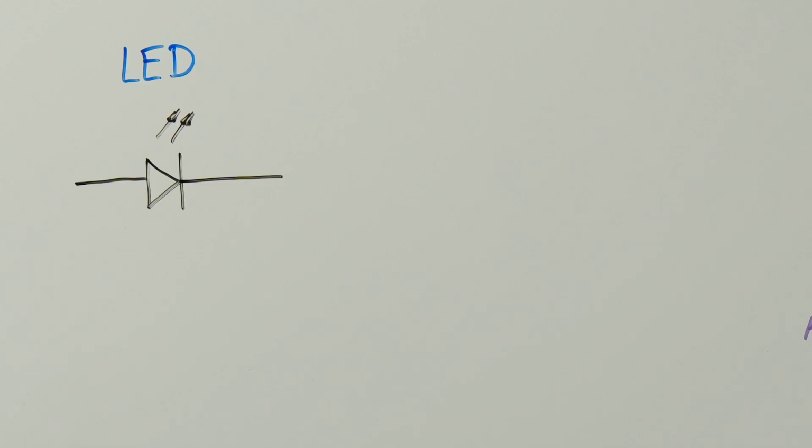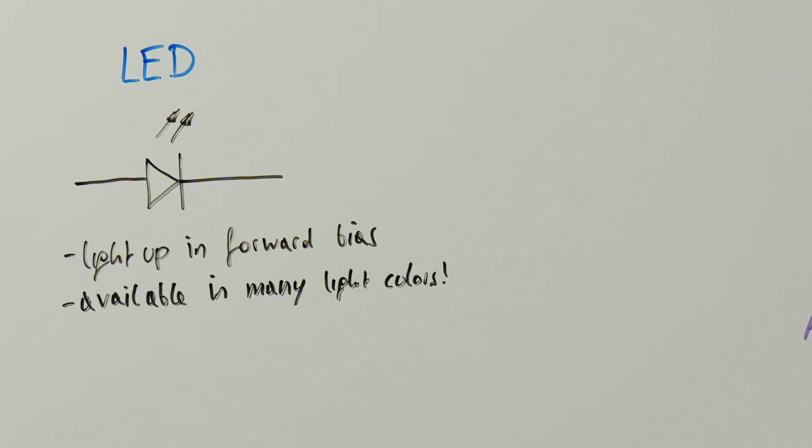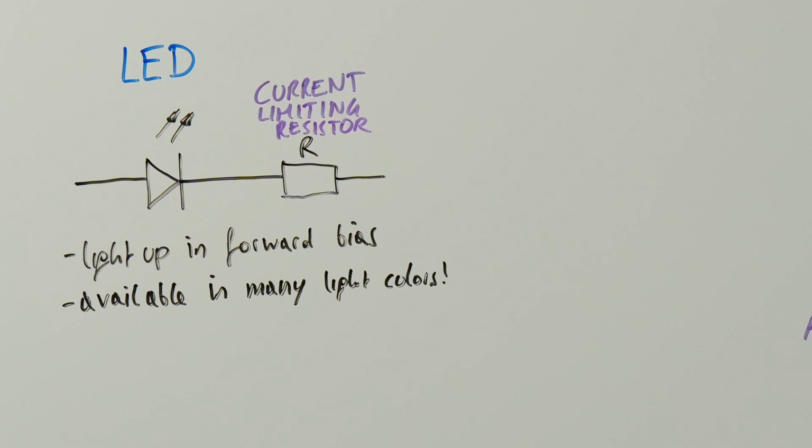Light emitting diodes, or LEDs, emit light when current flows through them. They find widespread use in flight computers for status indication, such as power indicators, system alerts, and communication status LEDs. LEDs are available in various colors, making them ideal for visual feedback in electronic systems. However, they require the use of a current limiting resistor, as they otherwise could become permanently damaged.